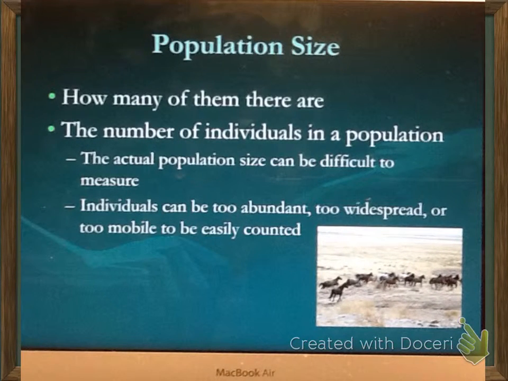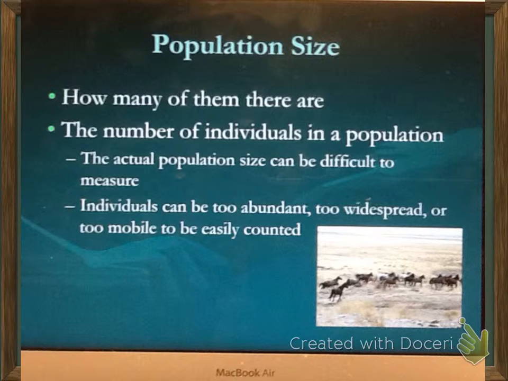So population size, this is the thing that everybody jumps to when we start talking about populations. It's how many individuals there are in the population. We sometimes use just the word population as a shortcut for this, but there's a difference. The number of individuals. Actual populations are tough to count. They're very tough.